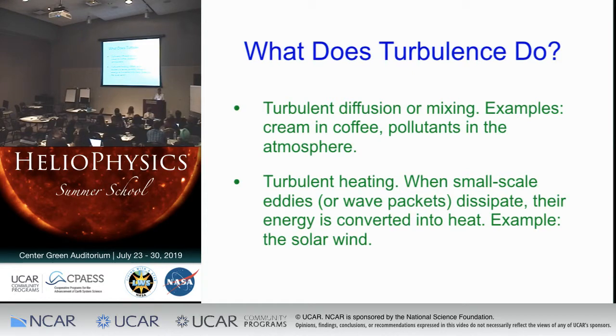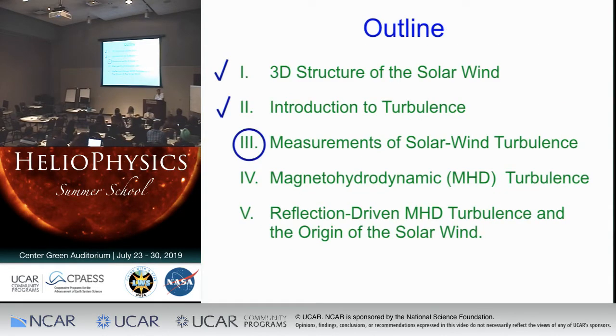You also have pollutants in the atmosphere. Turbulent heating, as I was mentioning before, is when the smallest eddies dissipate, whether via viscosity in water or by some other mechanism in a plasma, that can generate heat, raising the temperature of the medium. So that's the sort of gentle introduction to turbulence.